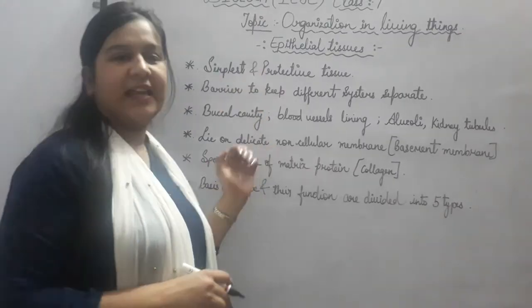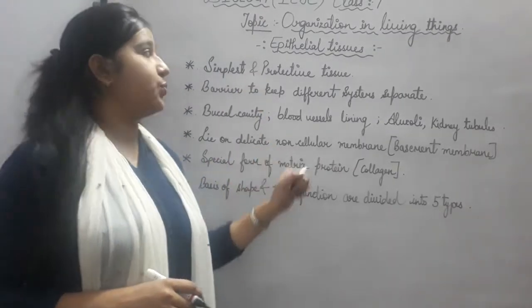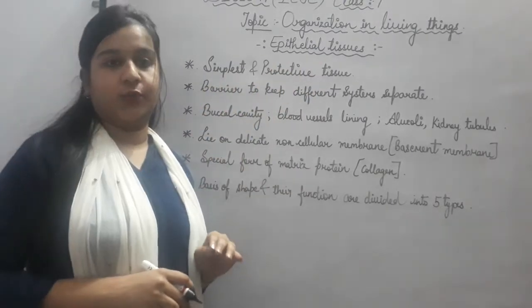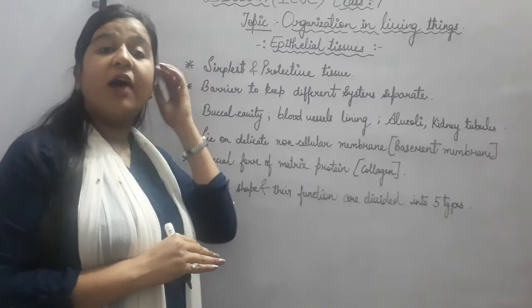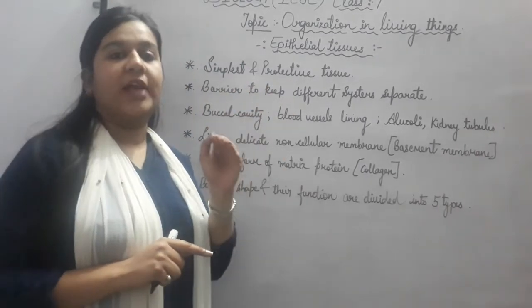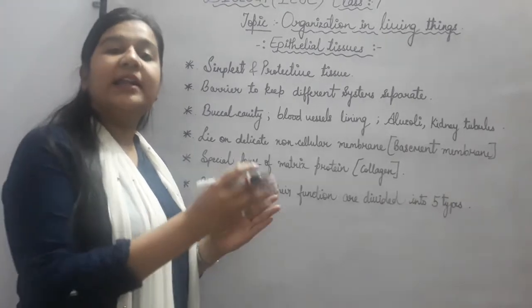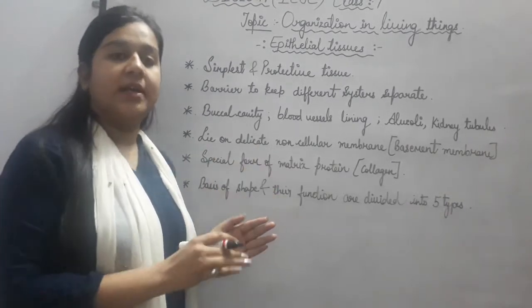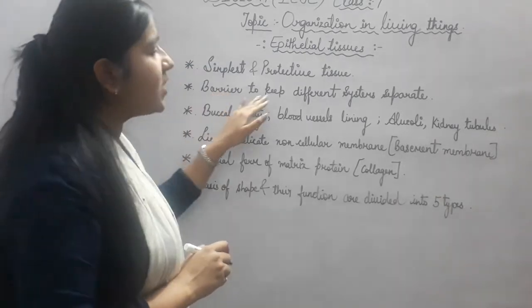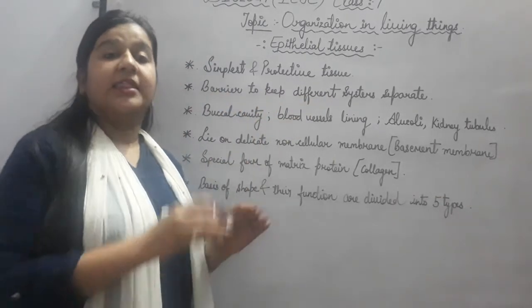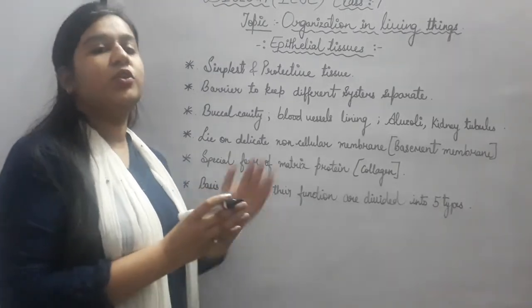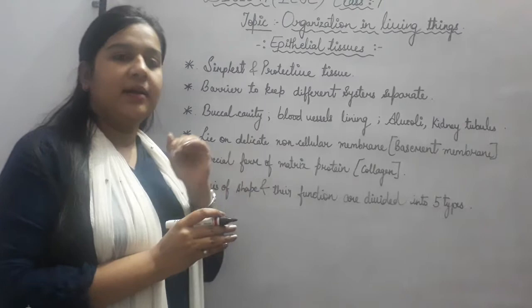First, let us see some characteristics of epithelial tissue. Epithelial tissues are the simplest and protective tissues. These types of tissue are very simple and they act as protective tissue, that is, they protect the underlying organ around which they are present. Second, they are barriers to keep different systems separate. They are like barriers and they keep the two systems separate by their lining.